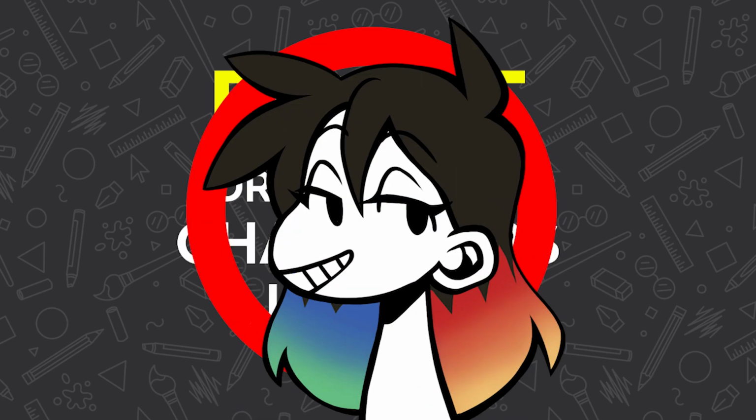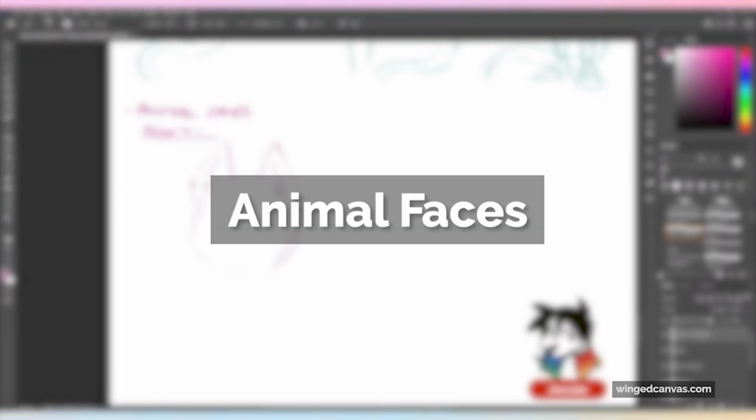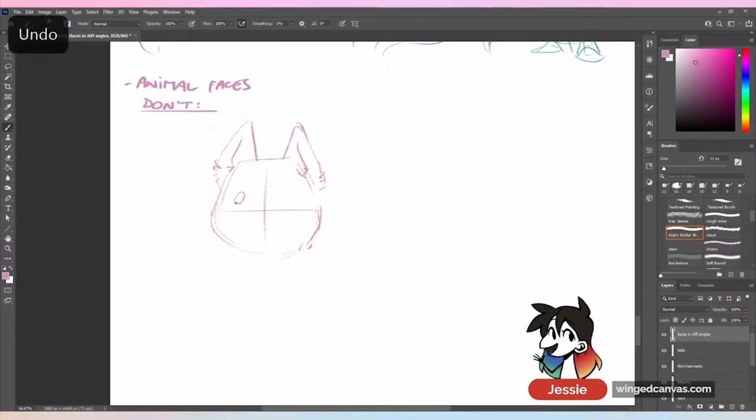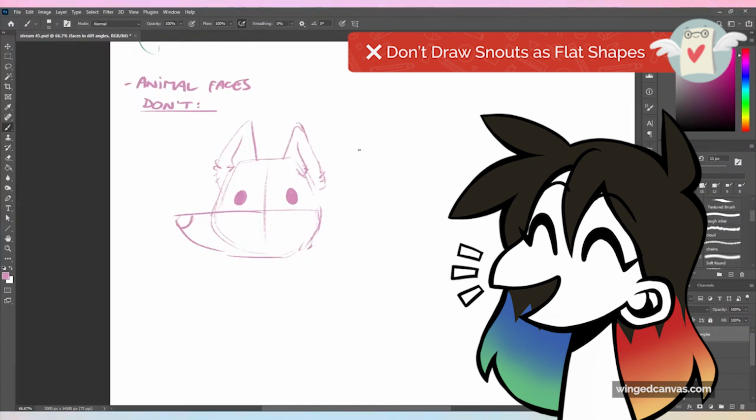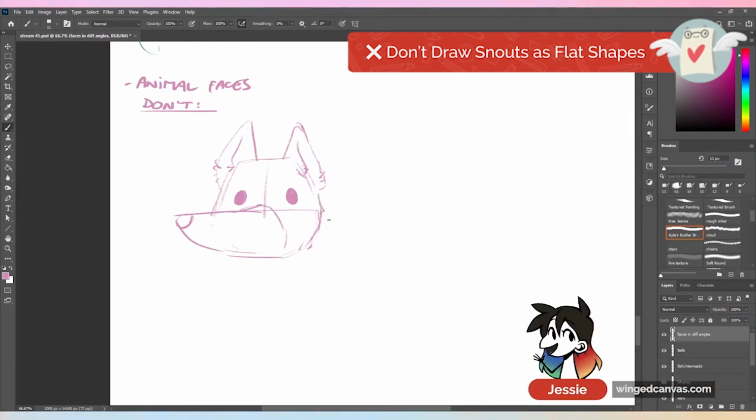So we're gonna be doing animal faces. Say if we're drawing something from the front, right? We've got some kind of dog or wolf from the front. All right, so we have the snout moving on the side.